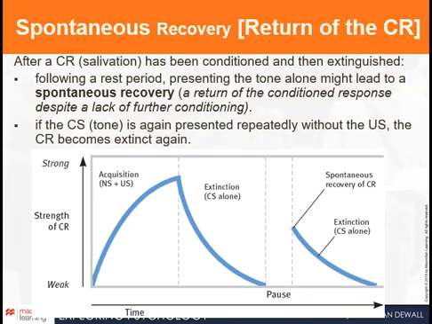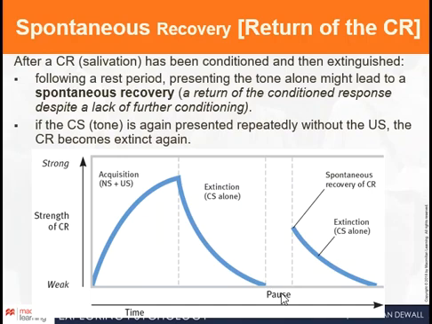After a conditioned response, salivation has been conditioned and then extinguished, which we saw in the previous slide. Following a rest period, presenting the tone alone might lead to a spontaneous recovery, or a return of the conditioned response, despite the lack of further conditioning. So what we have here in the graph is the acquisition phase, NS plus US. Then we just do the CS a bunch of times alone so that we get extinction. The CS is no longer triggering any type of response.